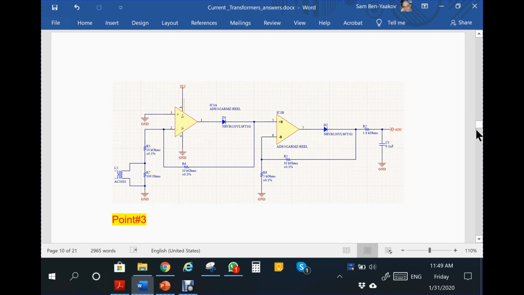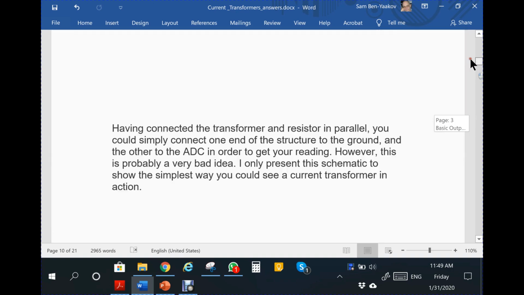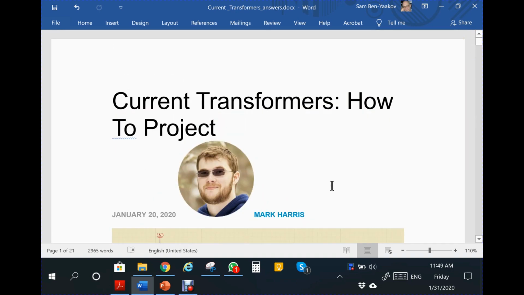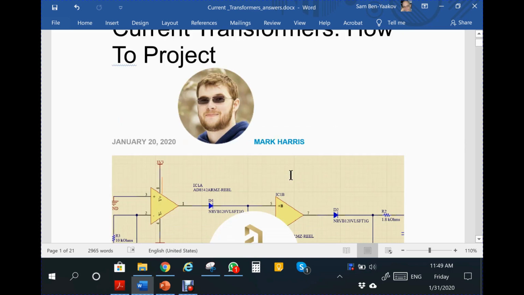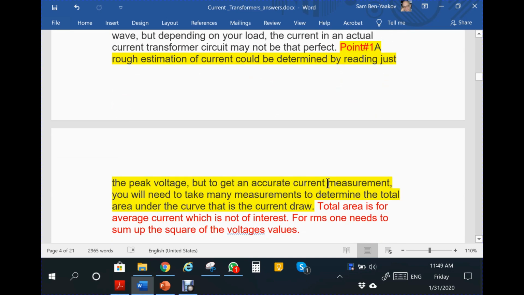Now here I'm going to address some of the rest of the questions that I've posed on this description of the project. So here's the first one, point 1. In the description of the project we read the following: a rough estimate of current should be determined by reading just the peak voltage, but to get an accurate current measurement you will need to take many measurements to determine the total area under the curve, that is the current draw.